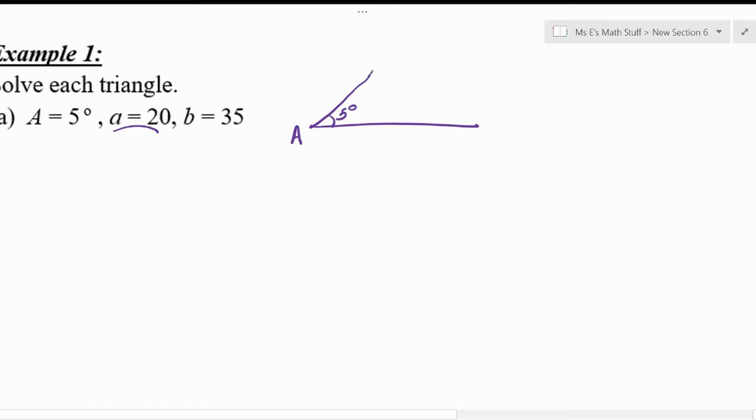All right, we'll just say 20 there. And then, where would the 35 be? I can see in my picture that 35 would have to be down here since my 20 is looking a little shorter there. And so I would say angle B would be up here, and then angle C here, and then side length C here.